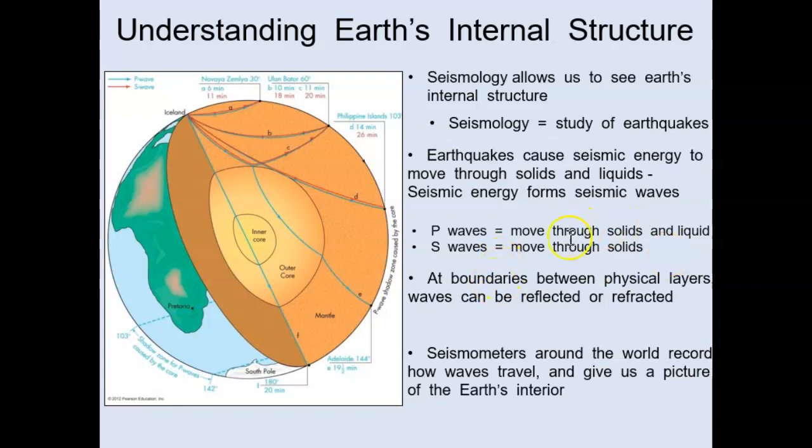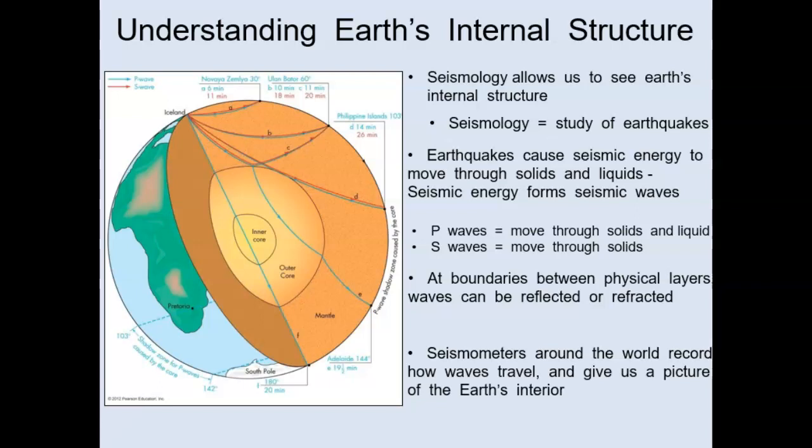So again, P waves travel through solid, liquid, and gas, and they travel faster. S waves travel only through solids, and they travel slower, 1.7 times slower. Okay, sorry about the confusion. Sometimes these names get to you as you're explaining things.